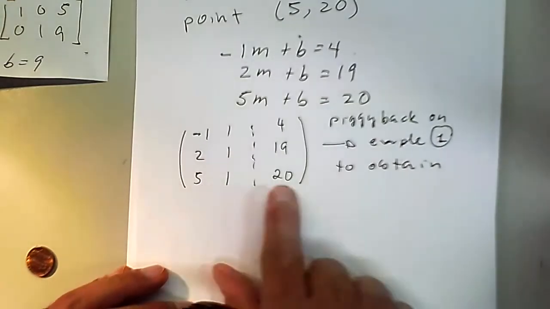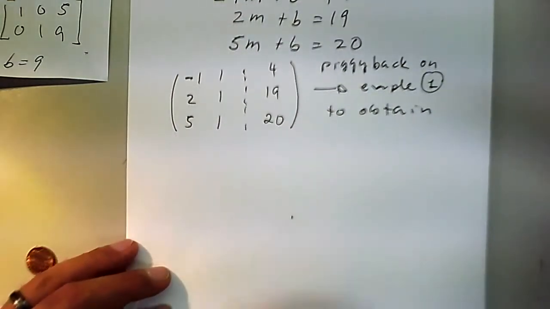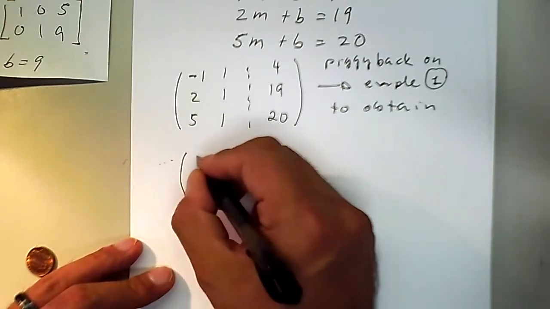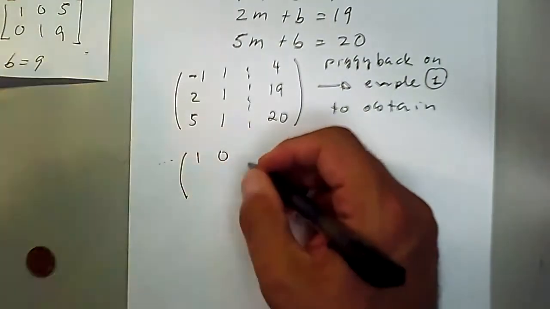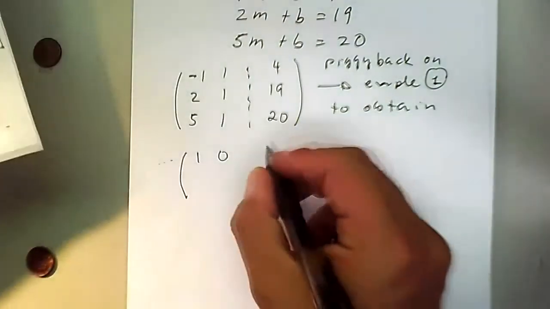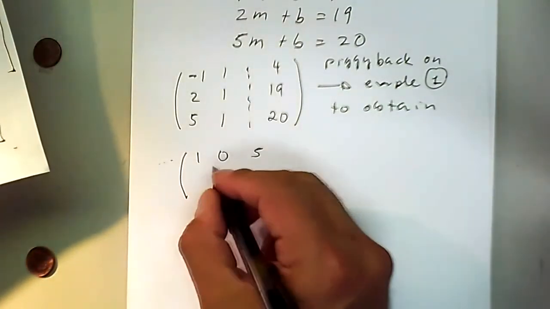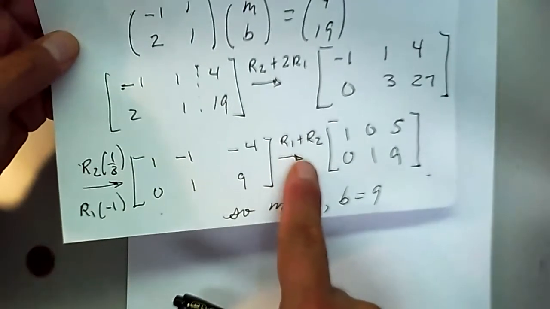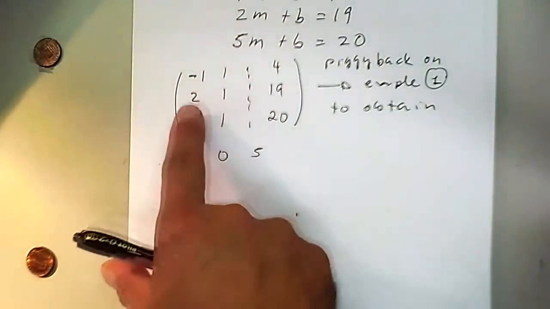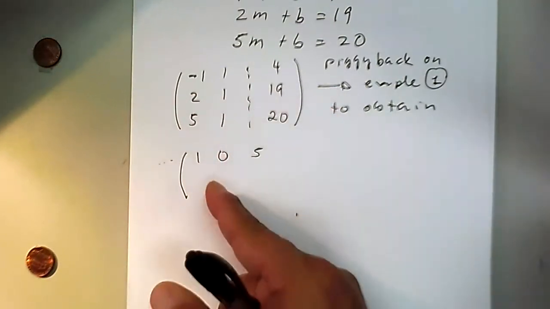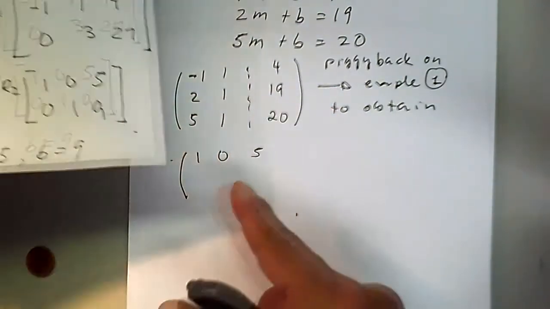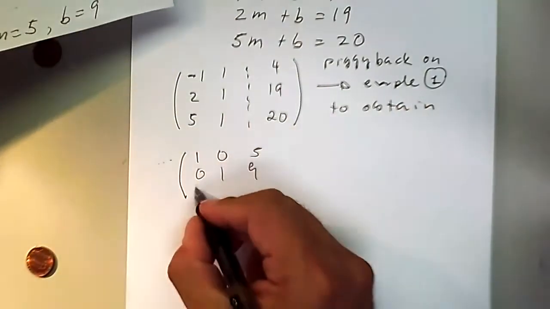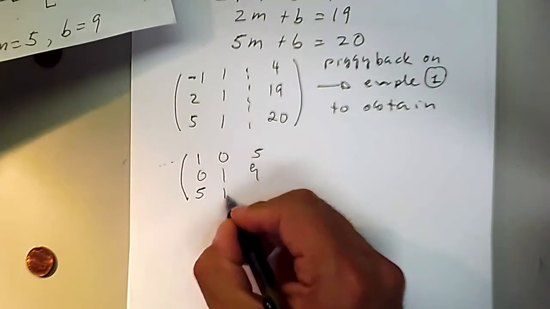Of course, the last row is not going to be changed. So we're going to end up with 1, 0, 5, because we're going to do the same row operations. All these row operations had to do with row 1 and row 2, so the same row operations are going to arrive to the same first 2 rows: 0, 1, 9. The last row, however, will remain as 5, 1, 20.